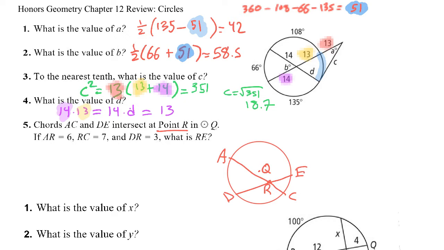So AR is 6, RC is 7, definitely not drawn to scale, but that's okay. And then this RE is my X. And so it just becomes 6 times 7 is 3 times what? Whatever, I'll just do the math like this. 42 is 3 times what? So X must be 14, or RE must be 14. And that's my final answer.